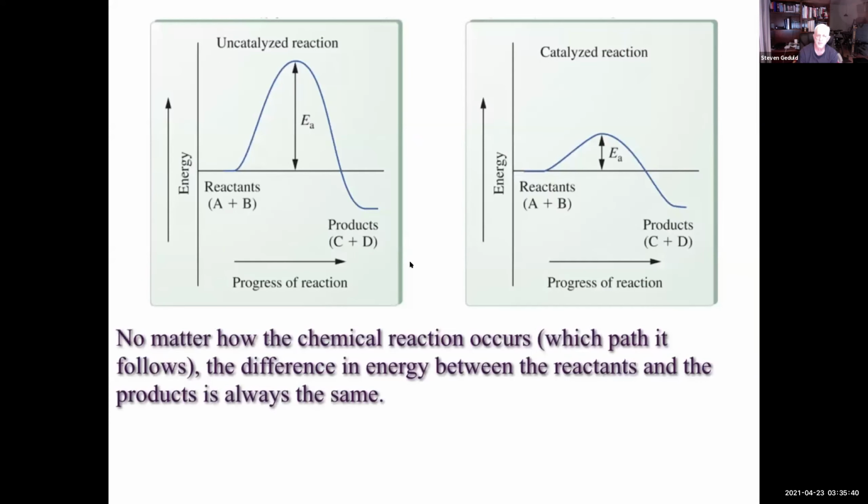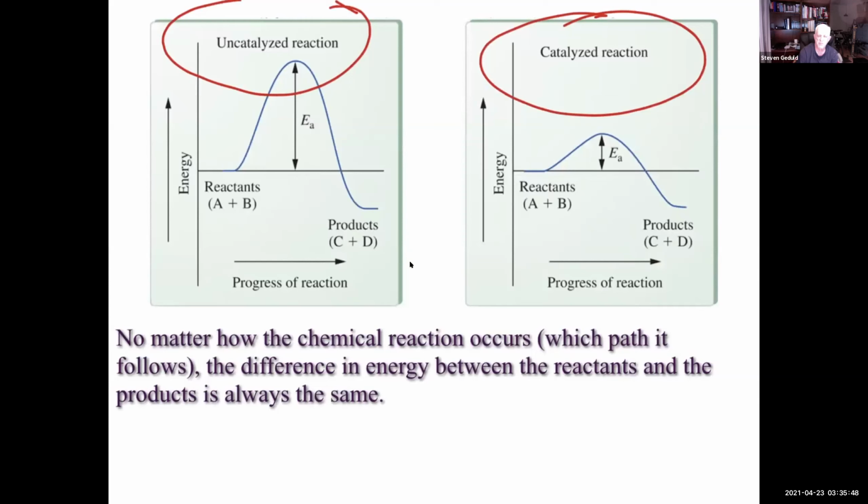All right. So no matter how the chemical reaction occurs, whether it takes the uncatalyzed reaction or the catalyzed reaction, okay, the difference in energy between the reactant and the product is always the same. In other words, the energy you're starting with here and the energy you end up with here is going to be the same whether it's catalyzed or not. Because here's the energy you start with, here's the energy you end up with. So if you're not changing the energy between these reactants and products, you're just making the reaction go faster. That's all you're doing. Okay, so there's no difference in the energy between reactants and products, whether it's catalyzed or uncatalyzed. It's just making the reaction occur quicker.